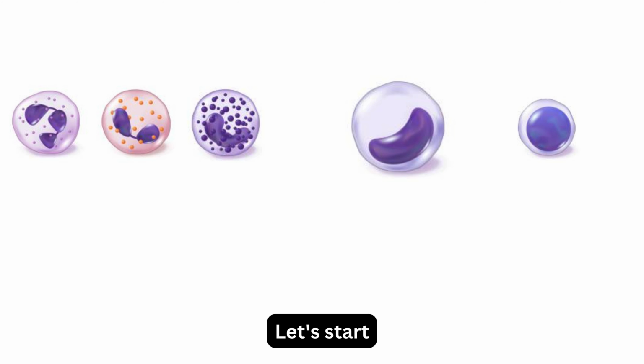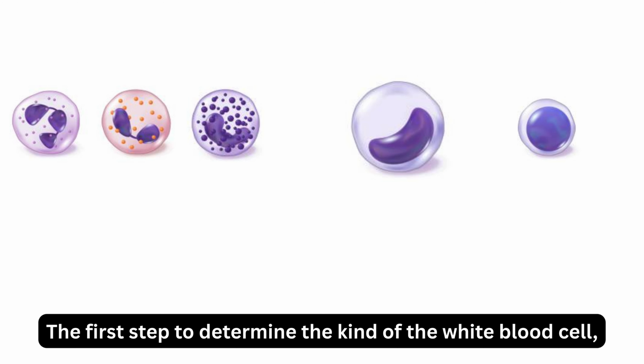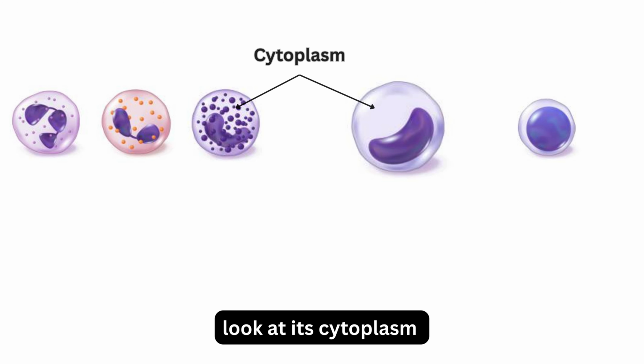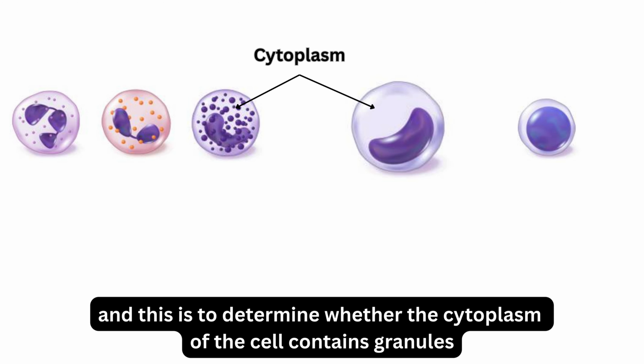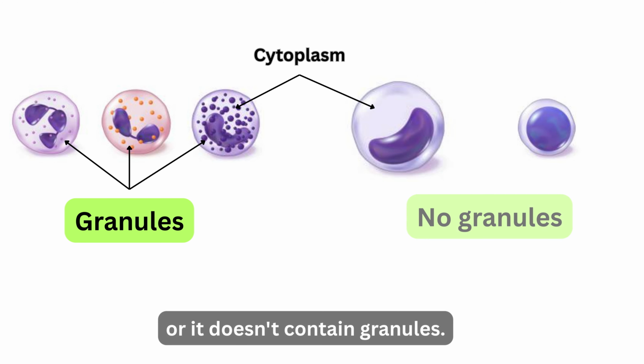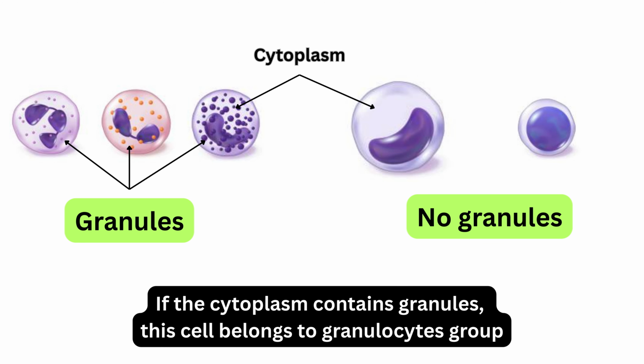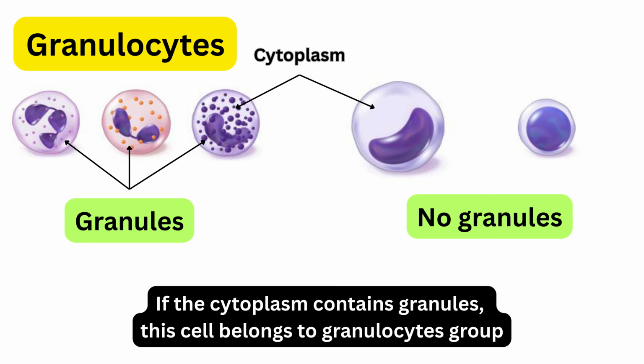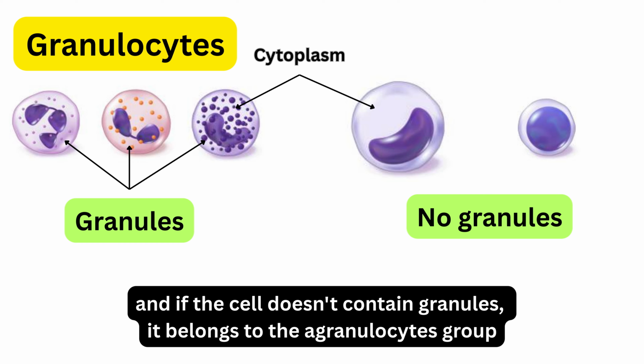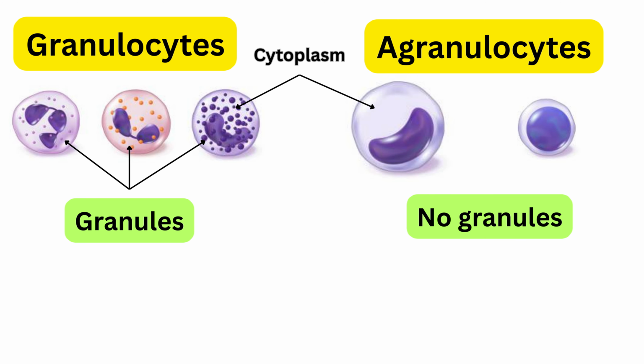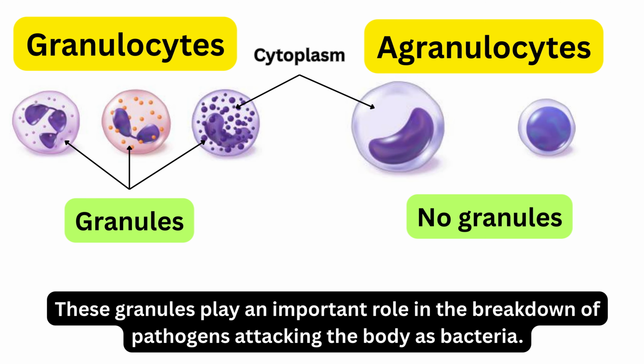Let's start. The first step to determine the kind of the white blood cell, look at its cytoplasm, and this is to determine whether the cytoplasm of the cell contains granules or it doesn't contain granules. If the cytoplasm contains granules, this cell belongs to granulocytes group, and if the cell doesn't contain granules, it belongs to the agranulocytes group. These granules play an important role in the breakdown of pathogens attacking the body as bacteria.